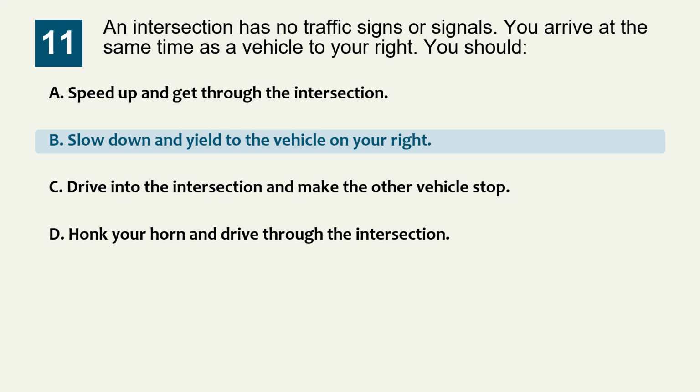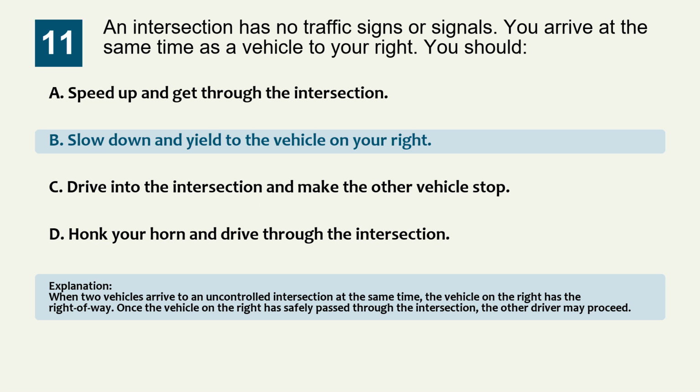The correct answer is option B. Slow down and yield to the vehicle on your right. Explanation. When two vehicles arrive at an uncontrolled intersection at the same time, the vehicle on the right has the right of way. Once the vehicle on the right has safely passed through the intersection, the other driver may proceed.